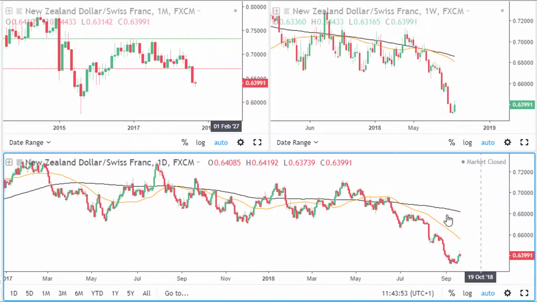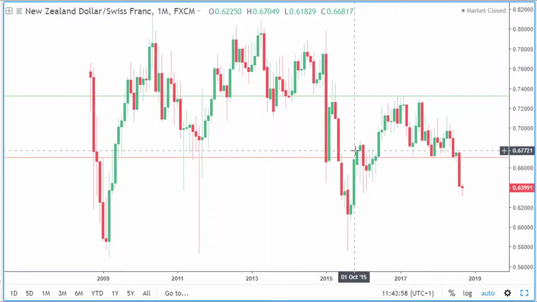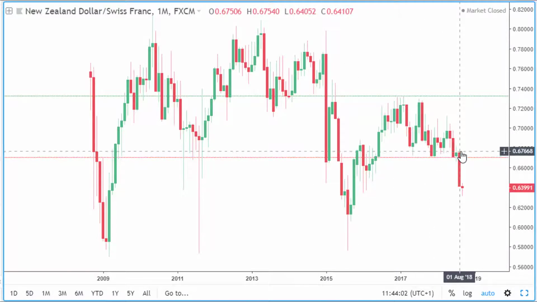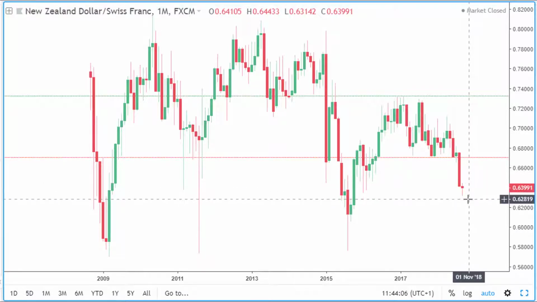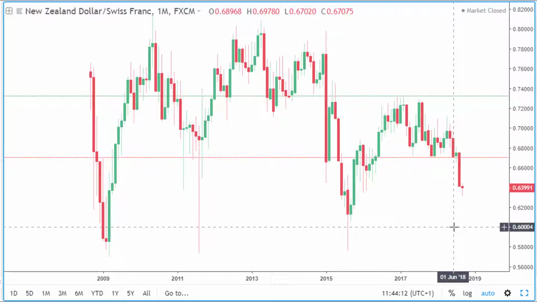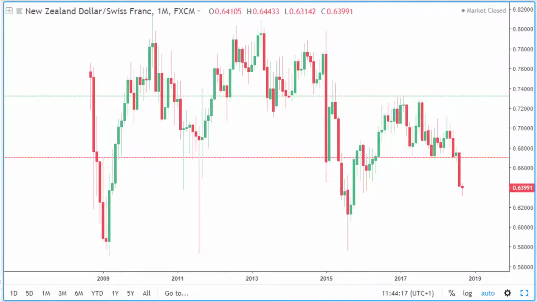The last pair we are looking at today is the New Zealand dollar, Swiss franc. So going over to the monthly time frame, price is below last year's low. As we can see, last month was a very bearish month, so we want this to continue to the downside so that we can take some short opportunities. The next major area of support is this 0.60 round number, followed by this low here.